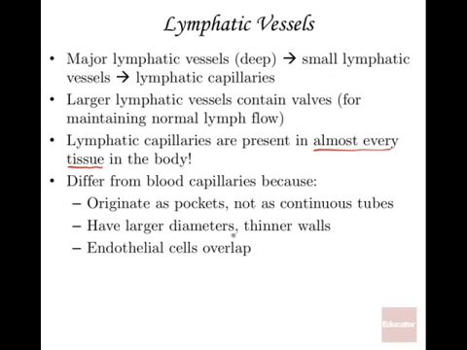They typically do have larger diameters than the blood vessels, but thinner walls. And also the endothelial cells of these lymphatic vessels overlap. If you looked at the endothelial lining of blood vessels, those cells are flush with each other. They're directly adjacent, not like this. So you're going to see some overlapping endothelial cells if you zoomed in really close on a micrograph or microscopic picture of the inner lining of the lymphatic vessels.